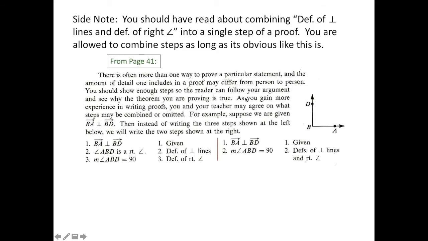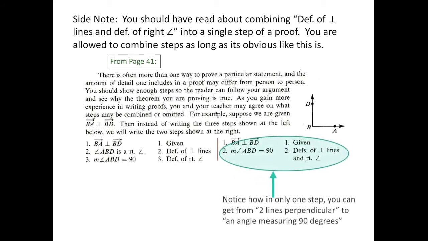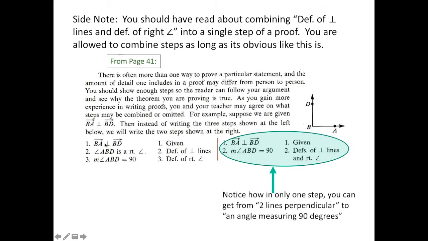Okay, so they write a bit about this here. It says the level of detail to include in a proof may differ from person to person. And it says as you gain more experience writing proofs, you and your teacher may agree to what steps may be combined or omitted. Omitted means skipped, left out. So sometimes we don't need to say absolutely everything in a proof. And you and me being your teacher, we can decide that here. So this is one thing that we're deciding right now instead of writing out, right? So to get from perpendicular lines, if ray BA is perpendicular to ray BD, that would technically require 2 full steps to get to that measure being 90 degrees. First, we'd have to say they're perpendicular, and then we'd have to say that they're 90 degrees. But we can just lump that into one step, okay?